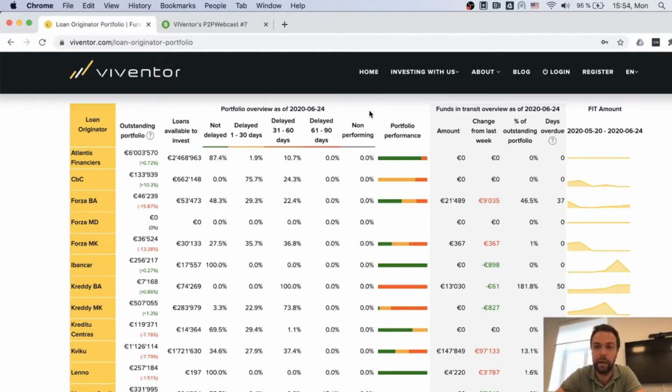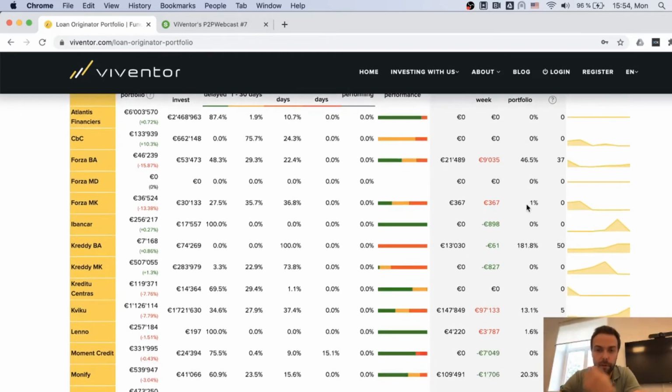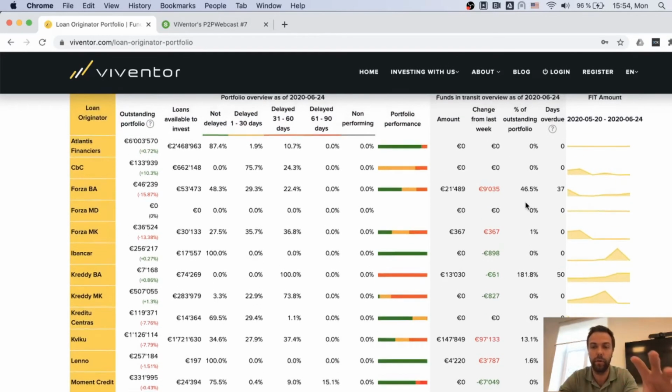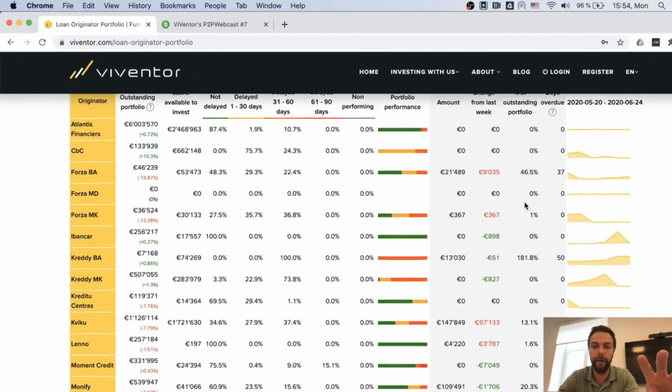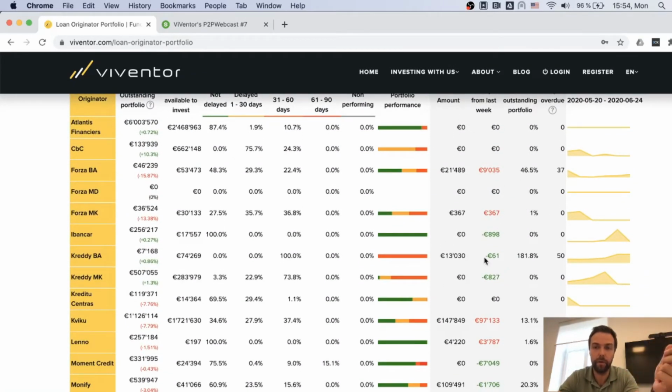What you should be looking at, in my opinion, is the change from last week, and the percentage of outstanding portfolio, which means how much of the actual portfolio is in transit right now. And this number should be important to you as well.